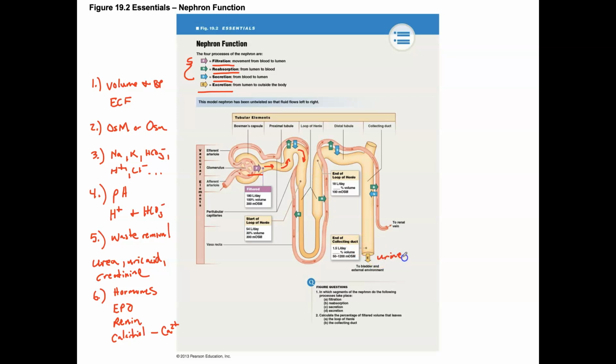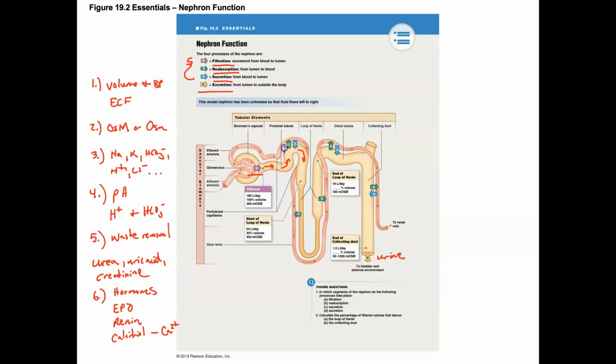So filtrate is what is filtered, and then through a processing through the rest of the nephron, we generate what's called urine. One of the processes that happens throughout the rest of the nephron is reabsorption. Reabsorption is going to move substances from the nephron back into the cardiovascular system.